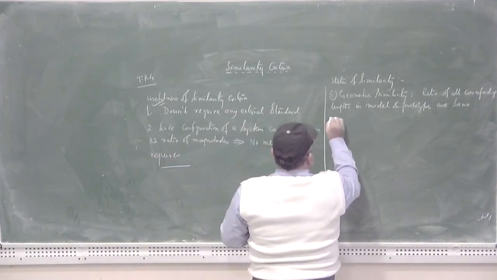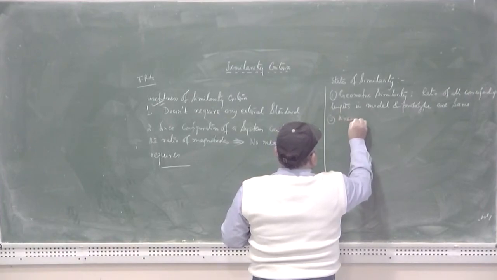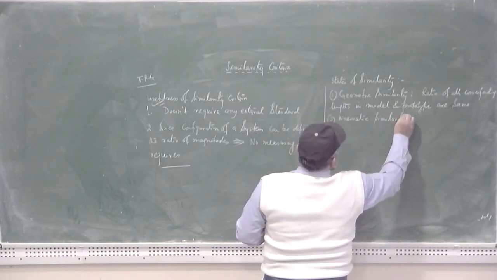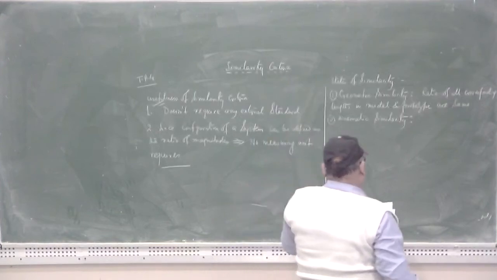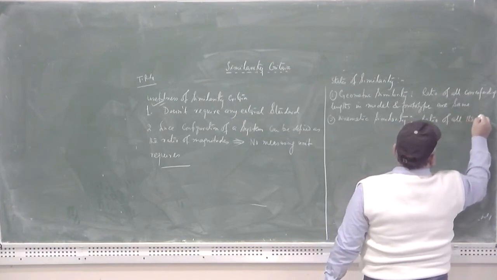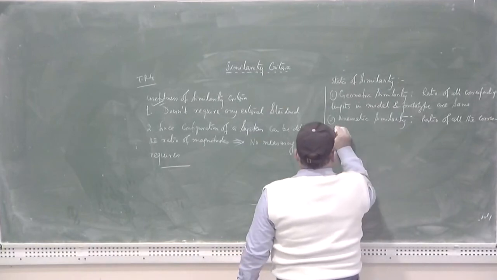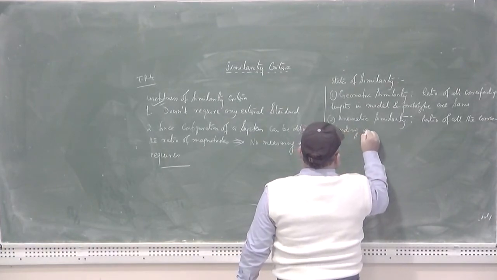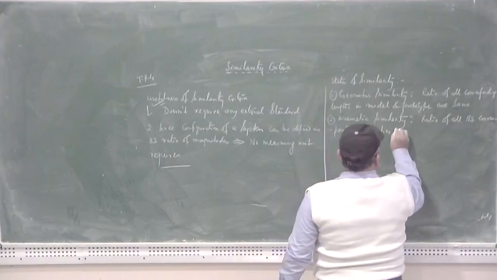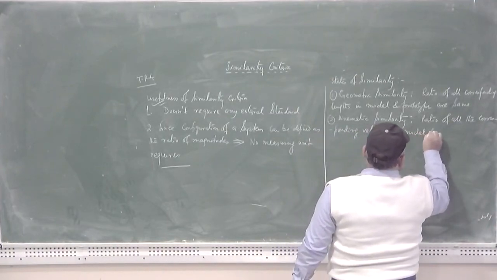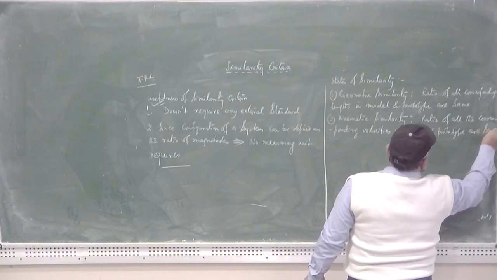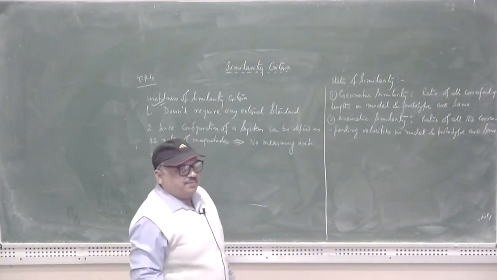Second one is the kinematic similarity. This is defined as the ratio of all the corresponding velocities in model and prototype are same. This is the condition for kinematic similarity to happen.